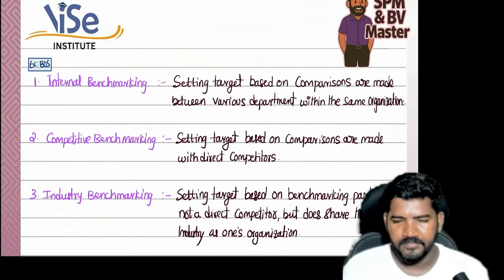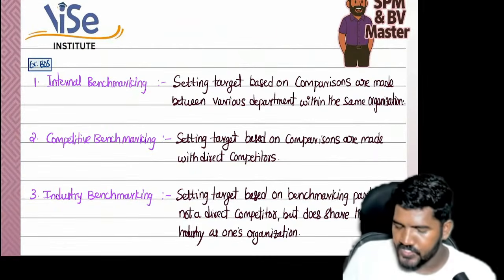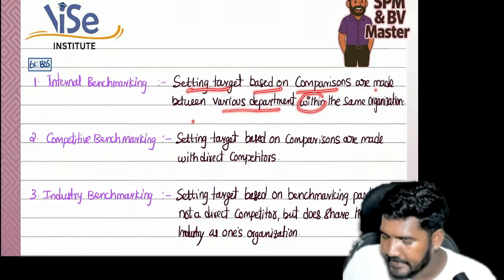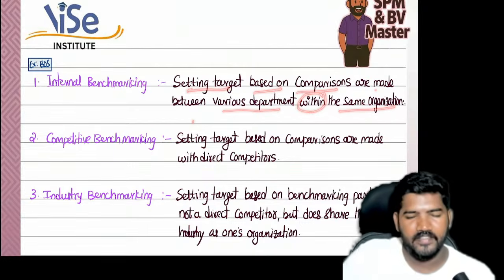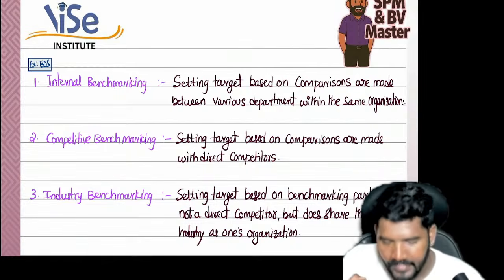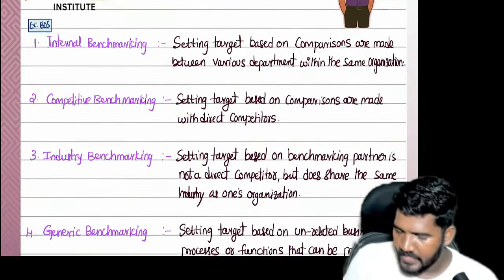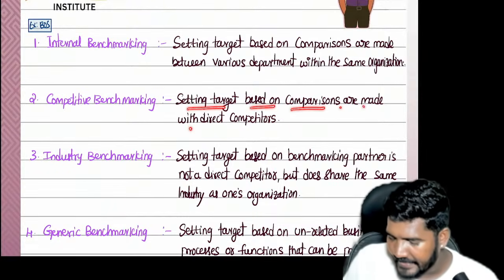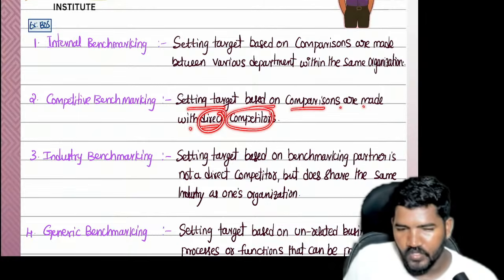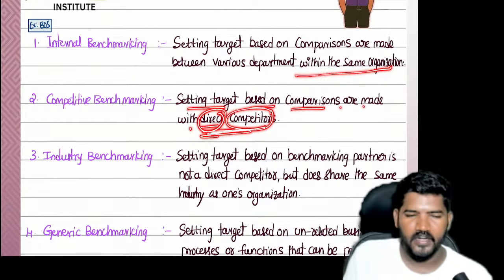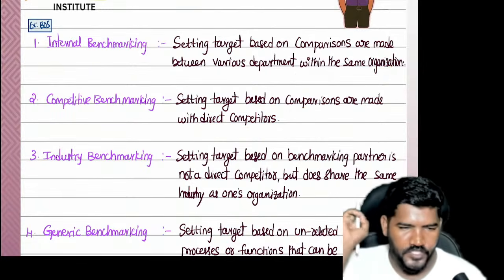Okay, let us check internal benchmarking. Setting a target based on comparisons made between various departments within the same organization is known as internal benchmarking. Next, setting a target based on comparisons made with a direct competitor. The words are very, very important. Internal is within the same organization; this one is with a direct competitor. That is called competitive benchmarking.